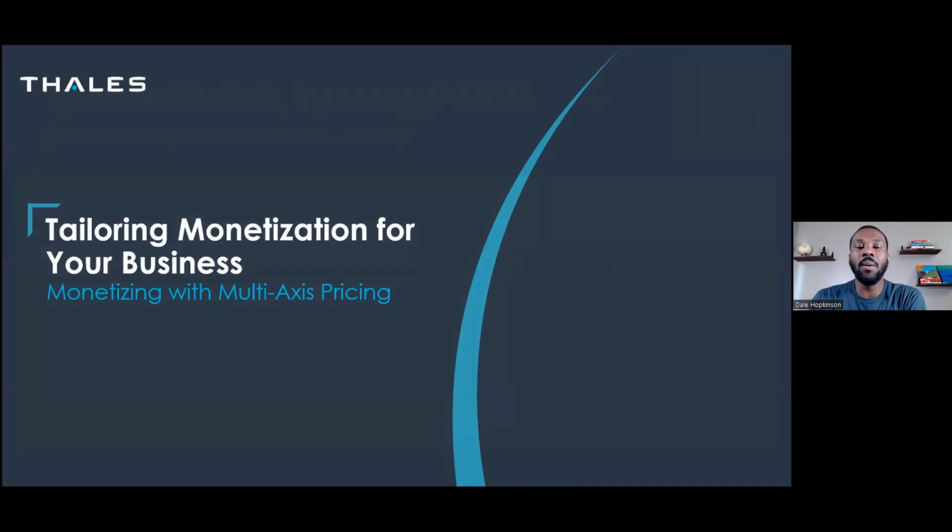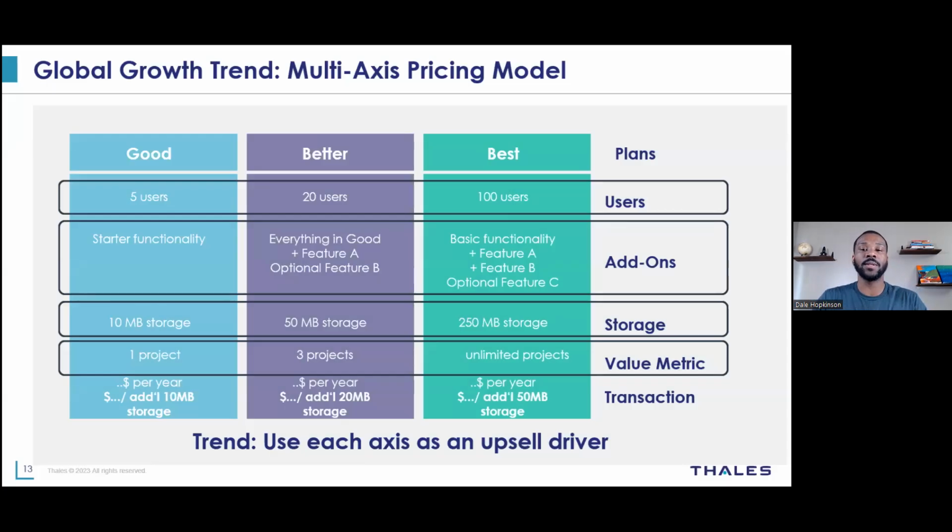So let's talk about that. How can you be like these companies who are leveraging multi-axis pricing, find what works for you and grow, right? I have a chart that lays out the common possibilities, right? When you think about multi-axis pricing, you'll still have users, you still have plans, right? But you'll have different metrics. You'll have a value metric, you'll have maybe add-ons, you'll have different stores or transactions.